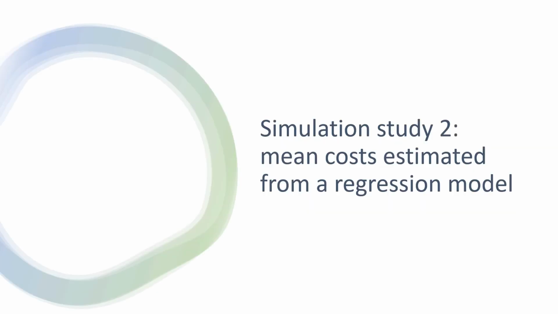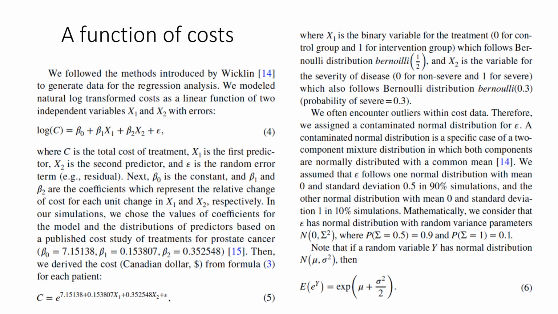Simulation Study 2 evaluates biases of mean cost estimates using the smearing estimator in both types of analyses. We generated log normal distribution cost data for the regression analysis. We chose the values of coefficients for the model and the distributions of predictors based on a published cost study of treatments for prostate cancer.